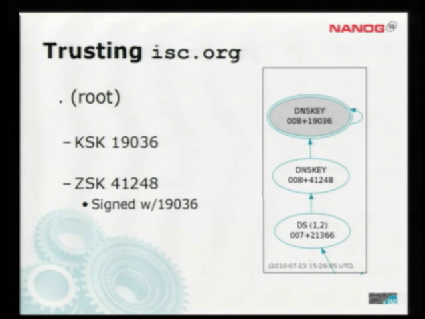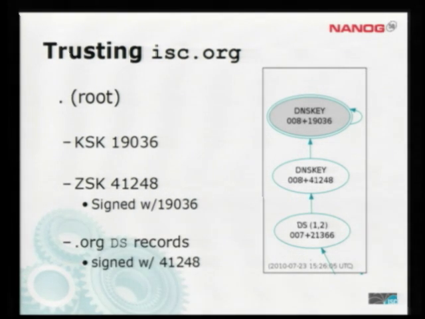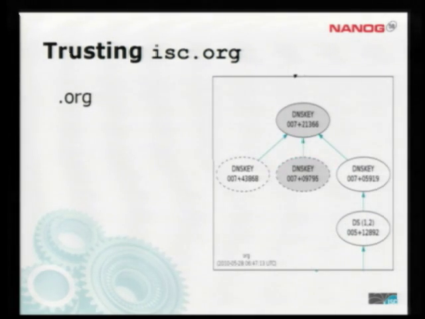So if we have a trust anchor of the 19036 key, then we know that we are going to be able to use the data in the zone. So we have the DNS key. We also have two DS records, and these are actually for .org. So there are an algorithm 1 and an algorithm 2 DS record, and they are signed using the zone signing key. So we know that those DS records have been unmodified. They are unmolested at this point.